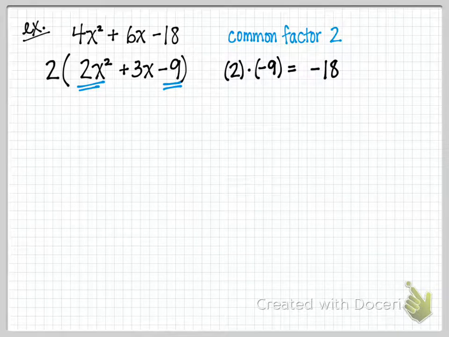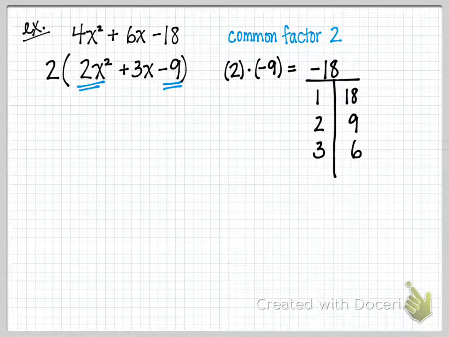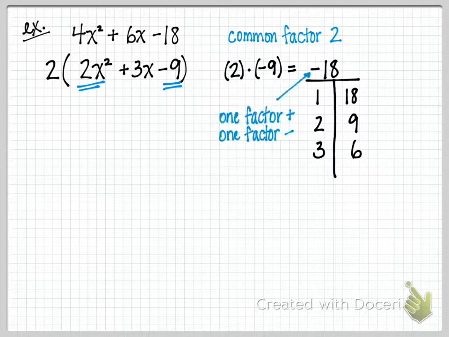So I take the coefficients 2 and -9, the a and the c, and I multiply them, and I get the product of -18. I make my factor tree, and I have the factor pairs of 1 and 18, 2 and 9, and 3 and 6. I notice again that I've got a negative product, so therefore I have one factor that will be positive and one factor that will be negative.